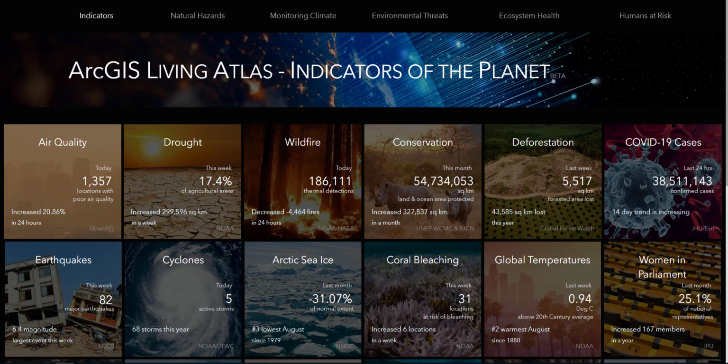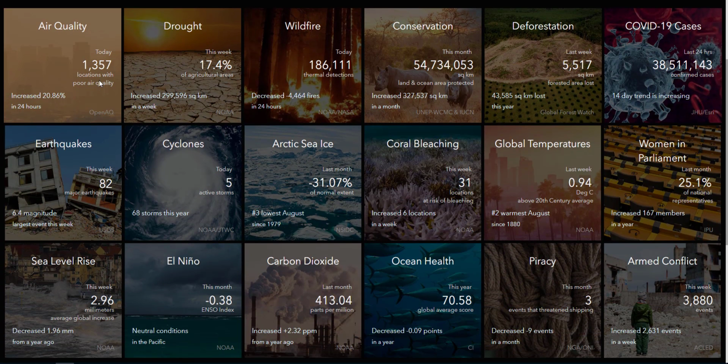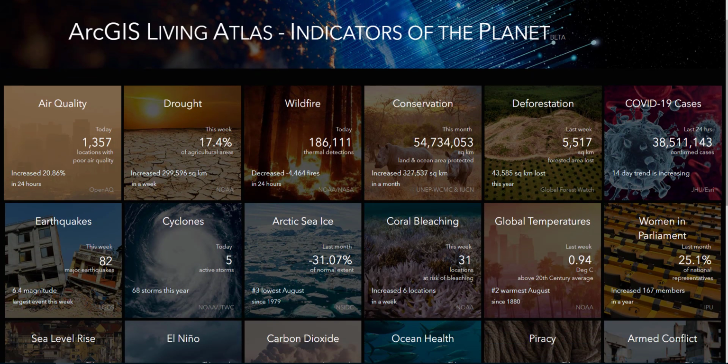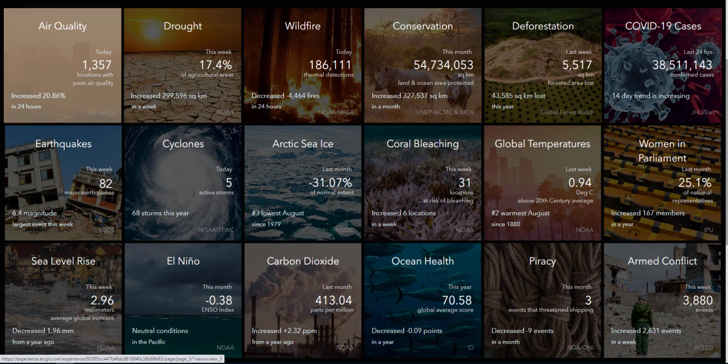This first example of an application we've built is called Indicators of the Planet, and it was released at Esri UC, our user conference, in July. You'll be able to utilize this to understand what is happening around the world on a daily basis. You can find out what has been happening today, this month, last week on some of the key topics facing our world today, such as wildfire, conservation, and deforestation.